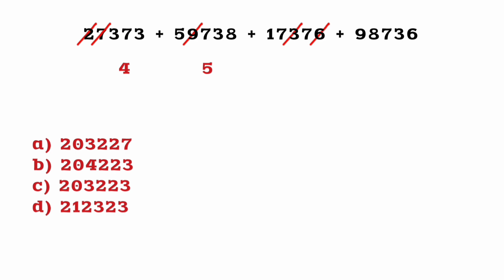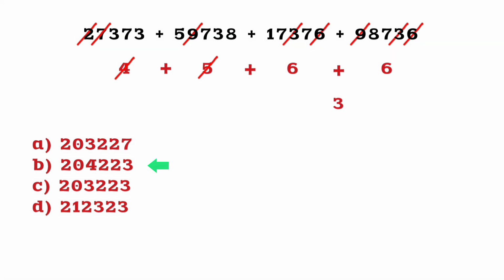1 plus 7 plus 7, 15. 1 plus 5, 6. Lastly, cancel 9, 3 and 6. 8 plus 7, 15. 1 plus 5, 6. Add them together. Cancel 4 and 5. 6 plus 6, 12. 1 plus 2, 3.